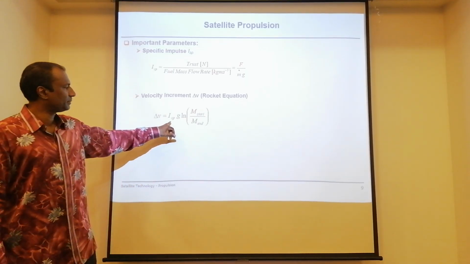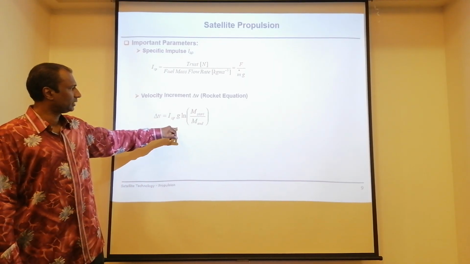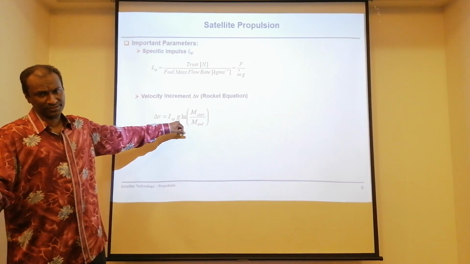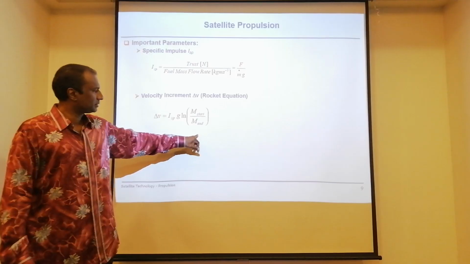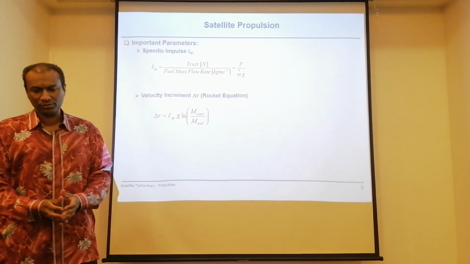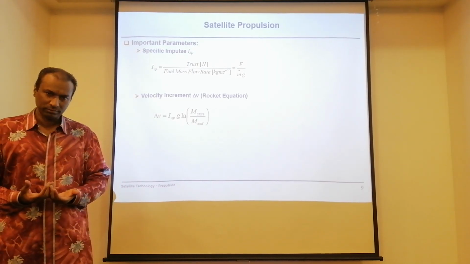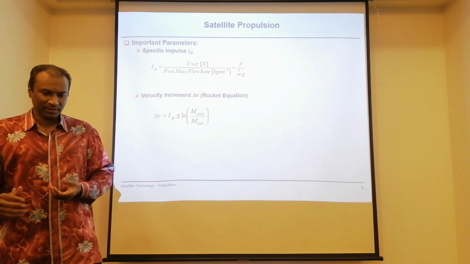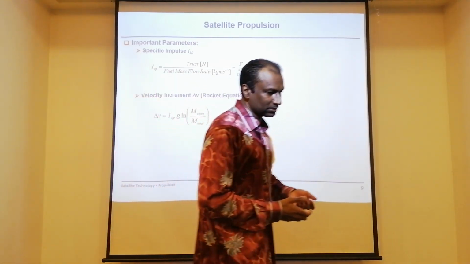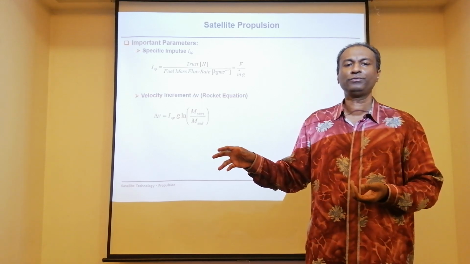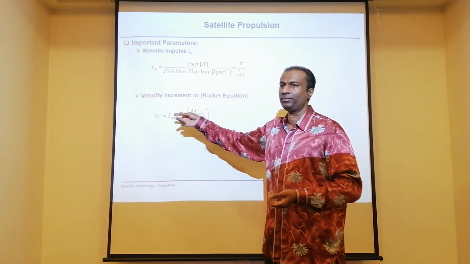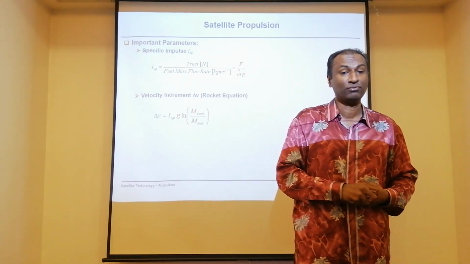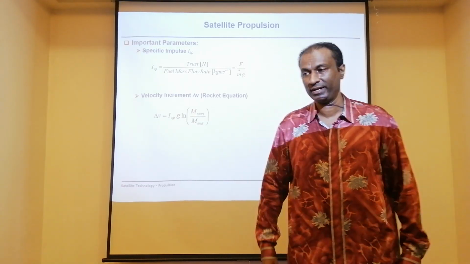So it's nothing but the specific impulse times the gravitational pull, times ln of the starting mass over the end mass. You know that when you start, you have fuel, you burn the fuel, then the end mass would be the mass minus the actual fuel that you burned. It's a very easy equation. You should be able to get how much delta V you have provided.